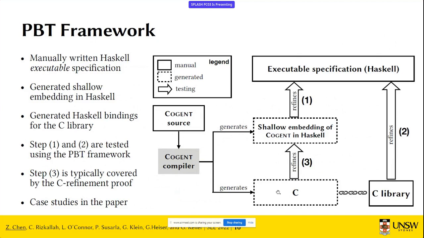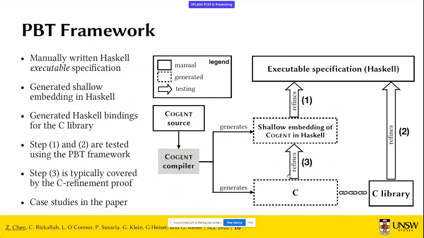And also the compiler generates a whole bunch of Haskell bindings so that this C code can be called from the Haskell code base. There are several things that we can test here. This error 1 can be tested with property-based testing. This error 2 can also be tested. So basically, instead of proving functional correctness, we can test functional correctness. So we have case studies of these two use cases in our paper.